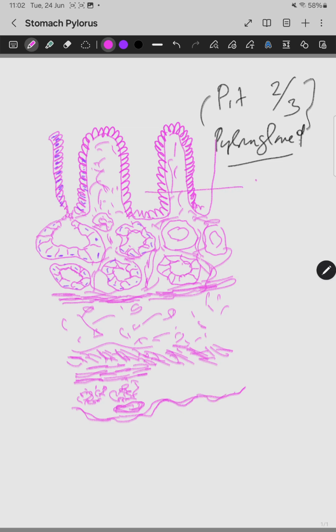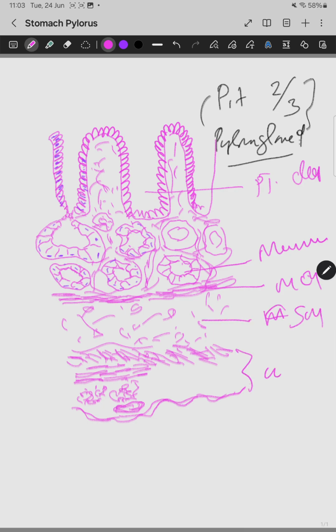So you can see this is the pit which is deep. Then the mucosal glands of the pylorus, the pyloric glands, and we can see the muscularis mucosa. Then submucosa, then muscularis externa.